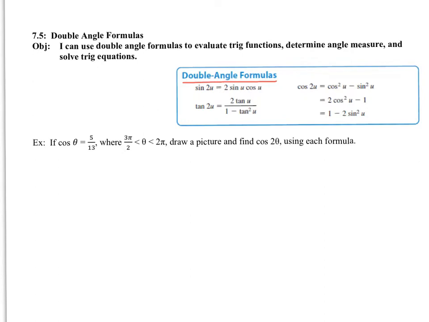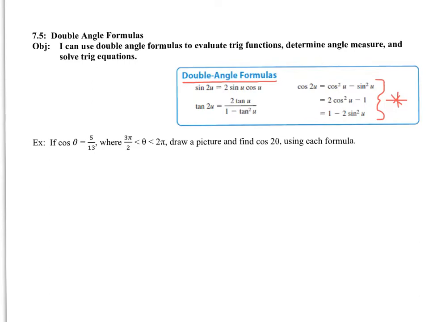Sine 2u would be doubling angle u. The expanded form is 2 times sine u times cosine u, so it's just a quick product. Notice cosine has 3 different options to expand the double angle formula, and all 3 will give you the same result. You can do cosine squared of the angle minus sine squared, or 2 times cosine squared of the angle minus 1, or 1 minus 2 times sine squared of your angle.